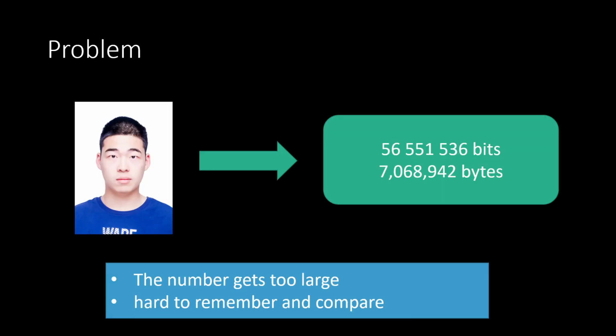However, the problem still exists with this photo file. It will be slightly smaller if it's represented in bytes compared to bits, which will be 7,068,942 bytes, but it is still kind of large. Then we are going to use prefixes to solve this problem. You may already have seen this idea in other subjects such as physics and chemistry.